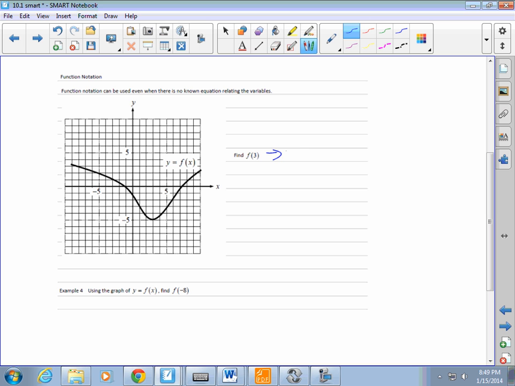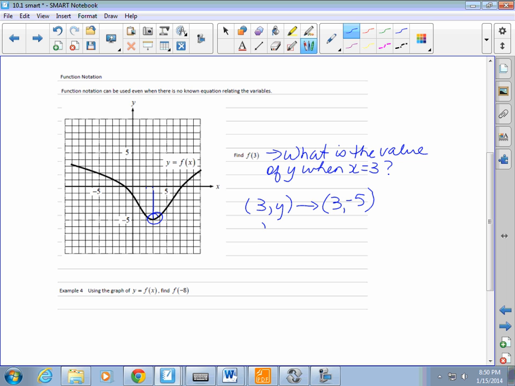So what this is saying is, what is the value of y when x is equal to 3? So I have a 3 for my x. I want to know what my y is. So when I take a look at my graph, I find x equal to 3. So 1, 2, 3 is here on the graph. That's going to coincide with that right there. So that would be negative 5. So to write this in function notation, f of 3 is equal to negative 5.